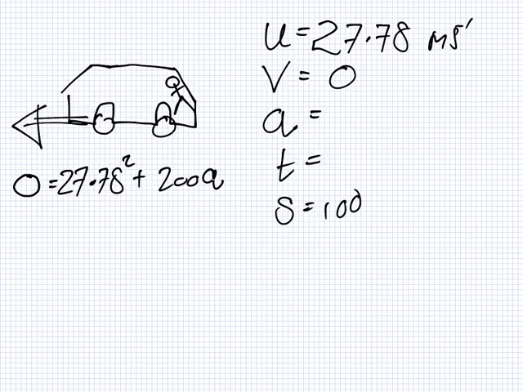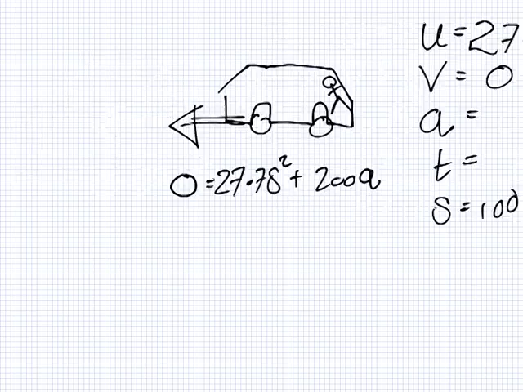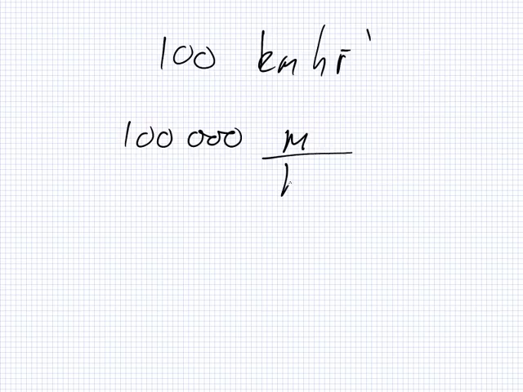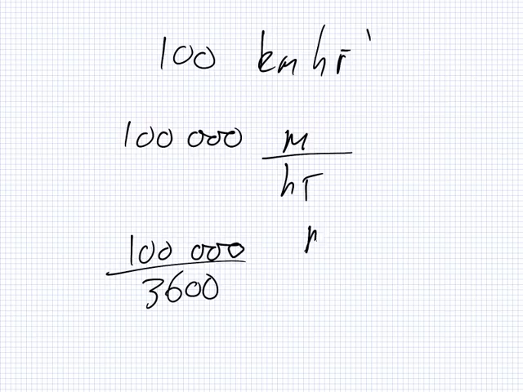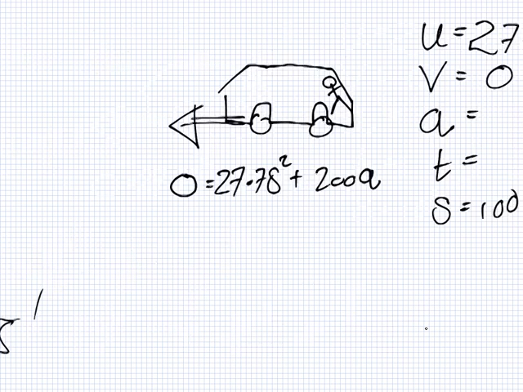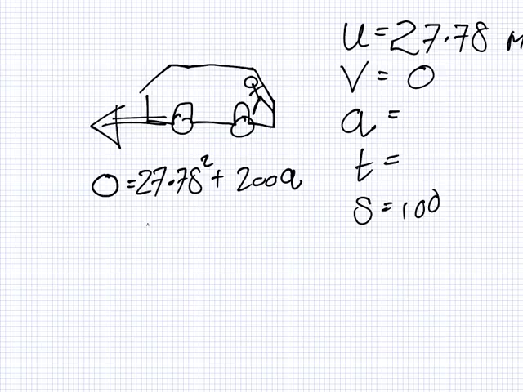Like how you got 27.7? That was 100 kilometers per hour. So that's 100,000 meters per hour. But an hour is 3,600 seconds. So what's that? 27.78 meters per second. Right, 27.78 squared divided by 100? No, 200, wasn't it? Okay, I'll go back here. So the a is minus 3.86 meters per second squared.